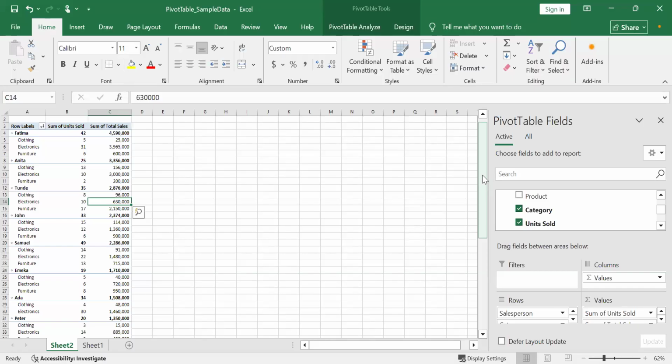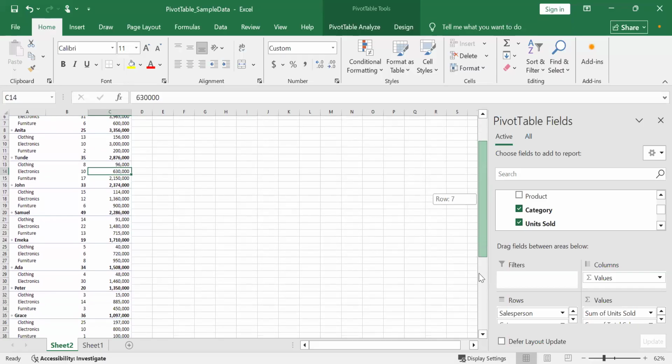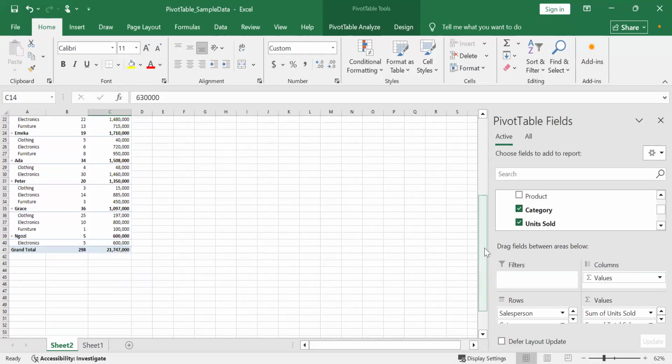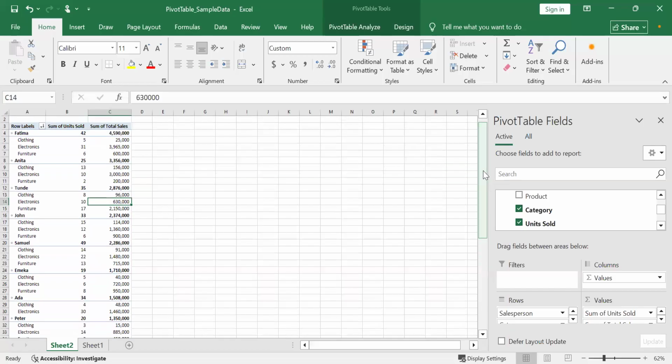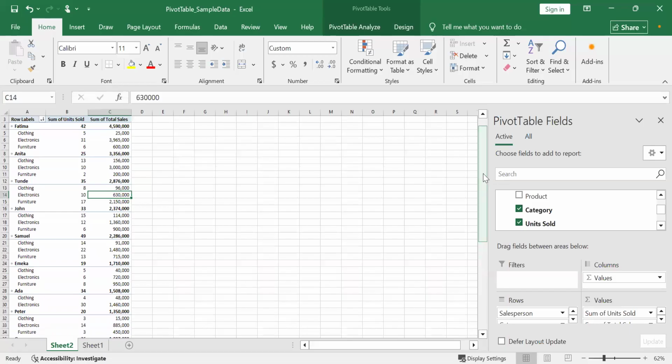So then comes to... I think this Samuel did well, but he is not a match to Fatima. It's not of any match to Fatima. So Fatima still did better when it comes to the electronics that is of high demand than every other person. Clothing is of low demand. So that's why clothing sold less in all of them. Yeah.